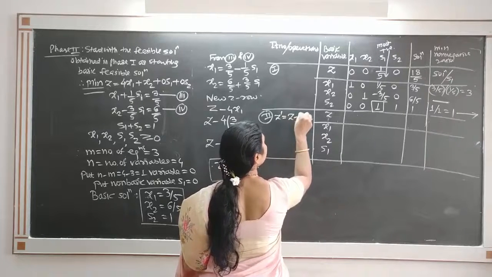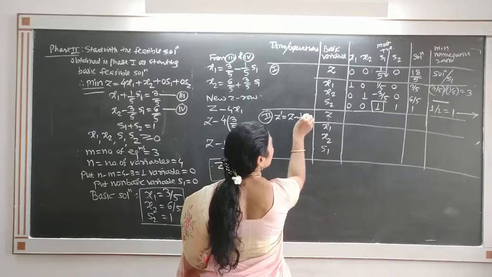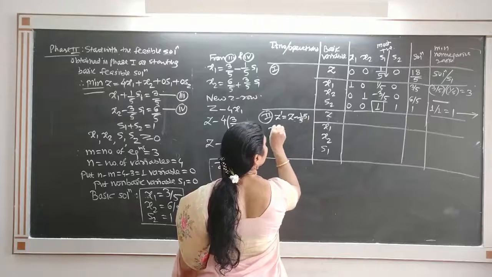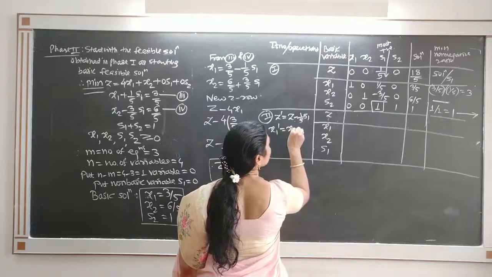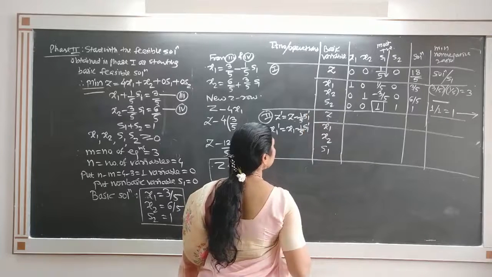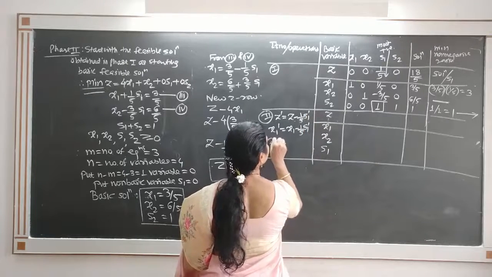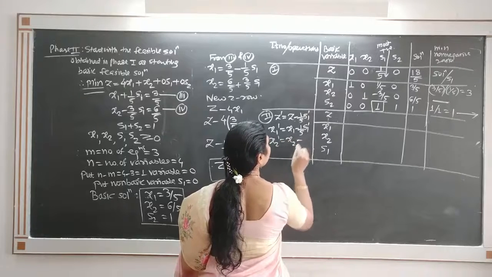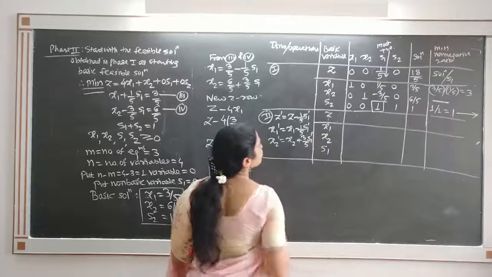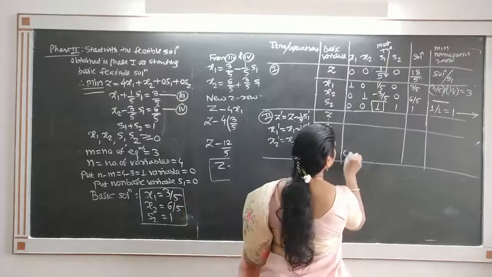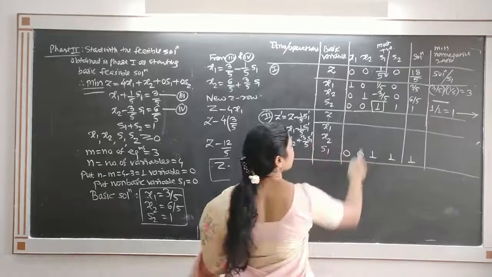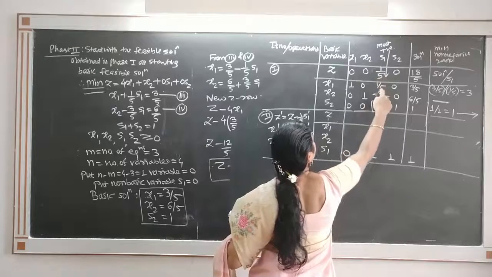New Z becomes Z minus 1 by 5 S1, because our S1 now comes to be 1. Then new x1 becomes x1 minus 1 by 5 S1 dash. S1 dash means in the new table. Then x2 dash becomes x2 plus 3 by 5 S1 dash. So do the operation. This row remains as it is because it is already 1. So there is no change in this row. Now we want to make these 3 to be 0.